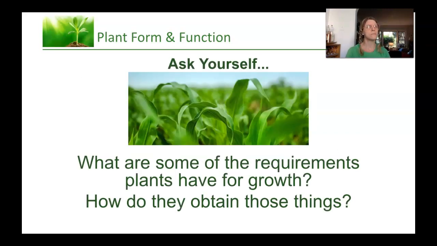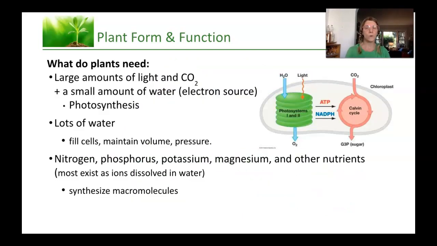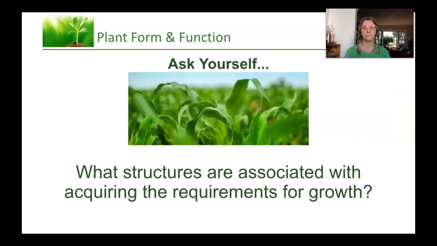So ask yourself, what are some of the requirements that plants have for growth? And how do they get these requirements? Well, what do plants need? They need large amounts of light and CO2 and a small amount of water as an electron source for photosynthesis. And you learned about that in cell biology in BIOL&213. They need lots of water to fill their cells and to maintain volume and pressure. And last but not least, they need nitrogen, phosphorus, potassium, magnesium, and other trace nutrients, which mostly exist as ions in dissolved water. And they need this to synthesize macromolecules.